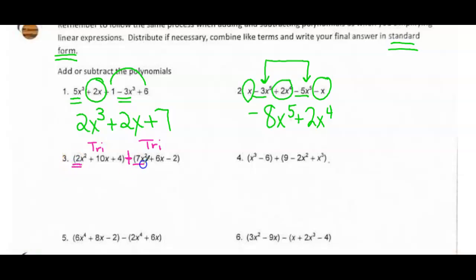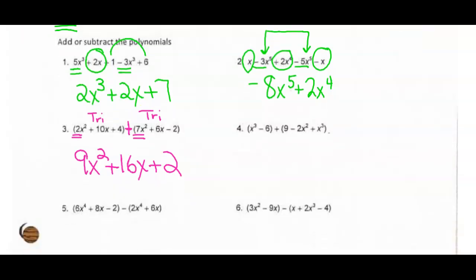2x squared plus 7x squared is 9x squared. 10x plus 6x is 16x. 4 minus 2 is plus 2. So we're going to skip number 4.